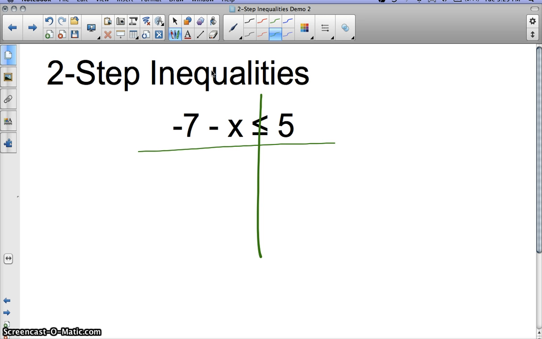Alright, so we have negative 7 minus x less than or equal to 5. So we're going to start by adding 7. So we're left with negative x is less than or equal to 12.